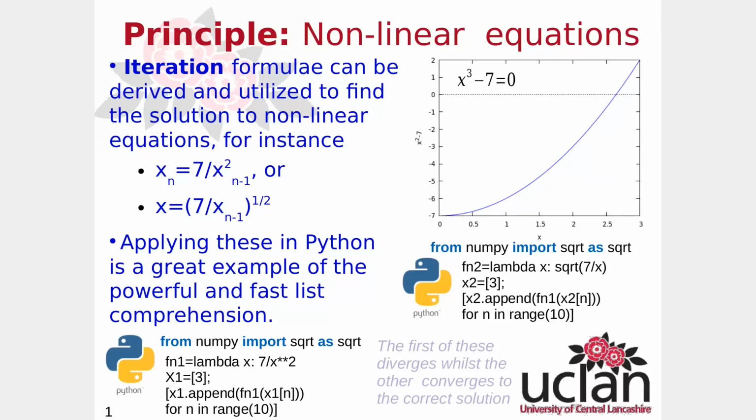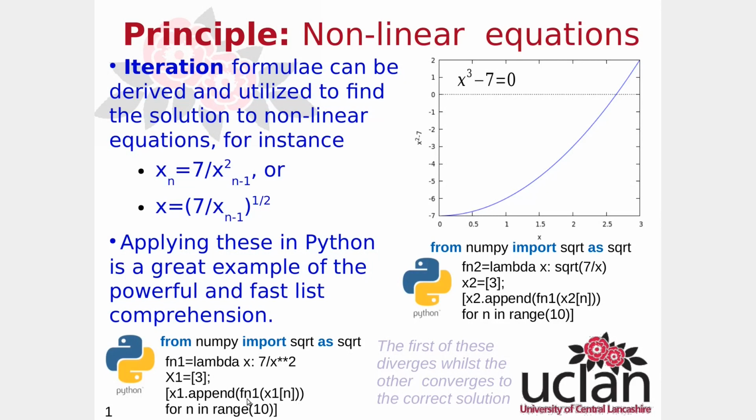Applying these in Python is a great example of the powerful and fast list comprehension type methodology. So from NumPy I'm going to import the square root, sqrt, and then I'm setting up what's called a lambda function, or an inline function. So fn1 is equal to lambda, which will take the parameter x, and then this is the inline function 7 over x squared. So essentially I'm setting up this iteration, and then I've said set x initially as 3, but the square brackets imply that x1 is a list, and then I'm just going to append to that by repeated application of this formula 10 times.